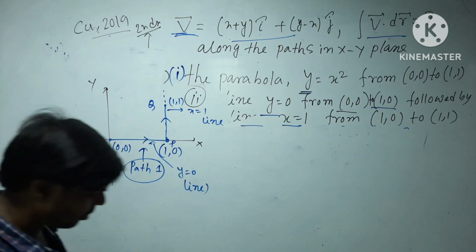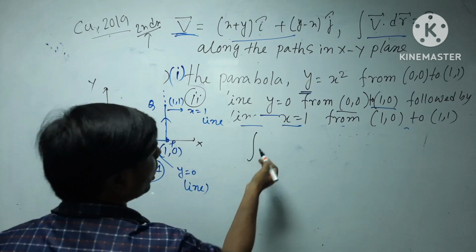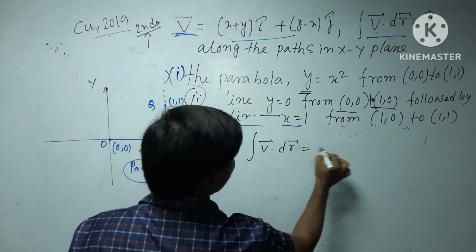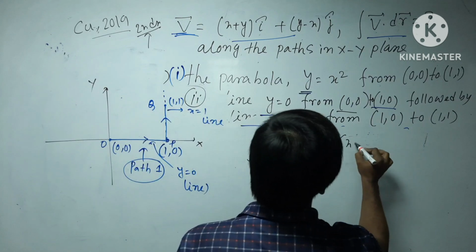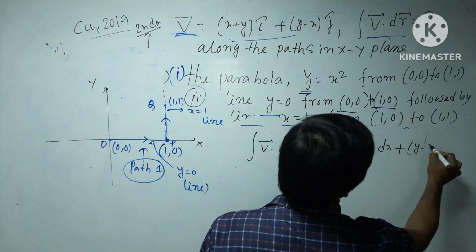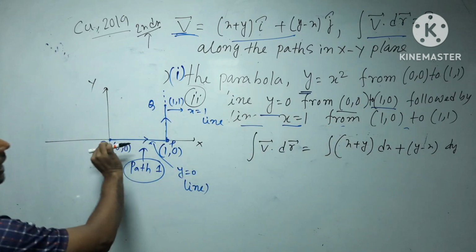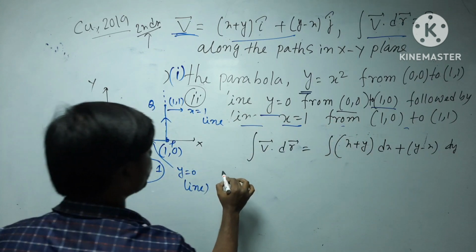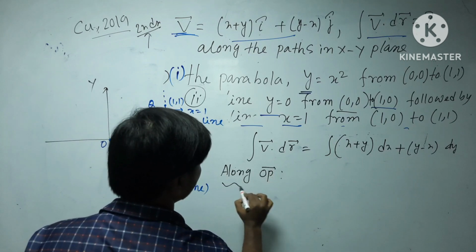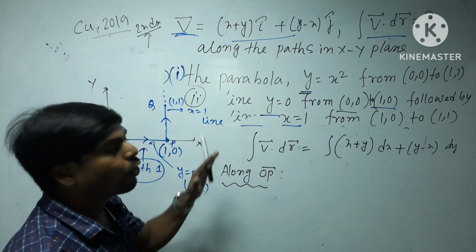তো চলো করে ফেলি, খুব সহজ ইকুয়েশন integration. So what is our v integration? Our total integration is v dot dr. It is nothing but x plus y dx plus y minus x dy. So first we will integrate along the path 1, that is OP path. So along OP direction, যখনই এই ধরনের ইন্টিগ্রেশন করবে কি কি ইনফরমেশন আছে লিখে ফেলবে.